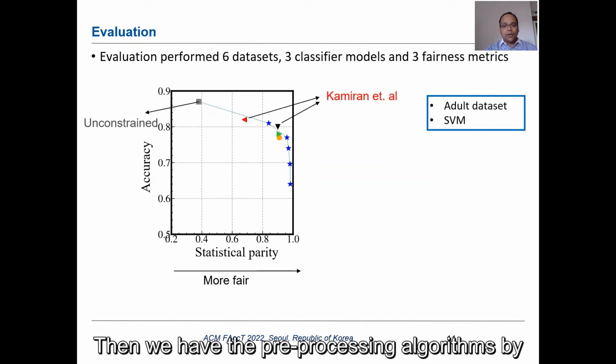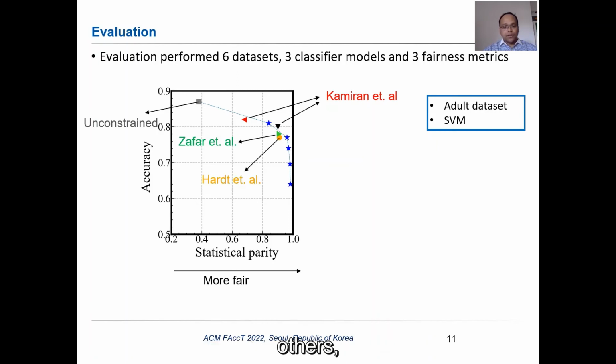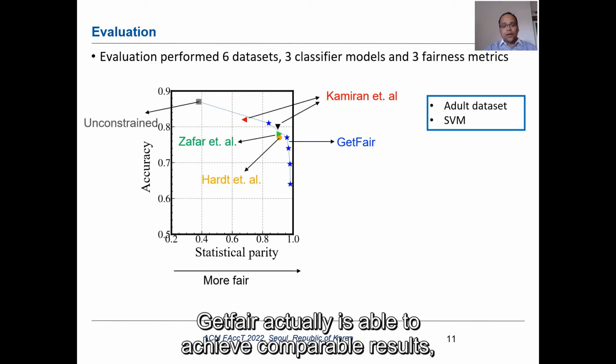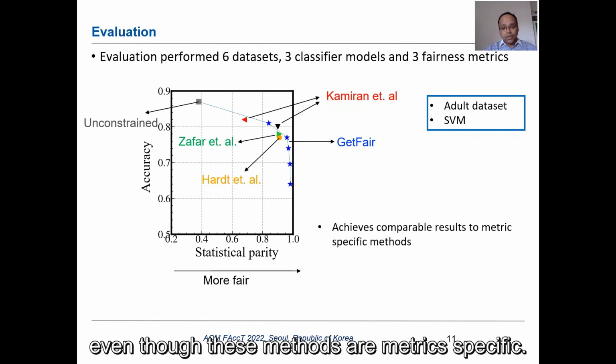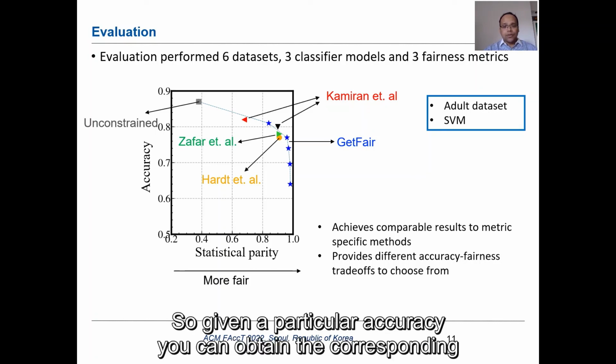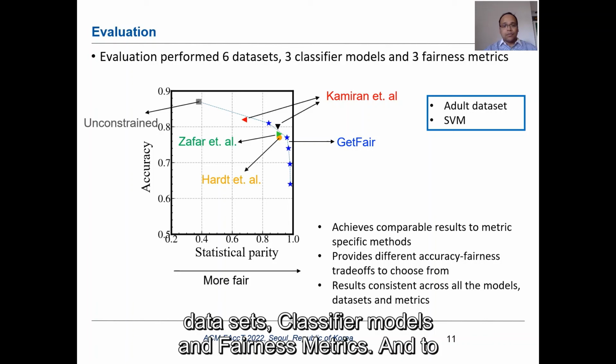Then we have the pre-processing algorithms by Kamiran and others, one in-processing algorithm by Zafar and others, and one post-processing algorithm by Hardt and others. GetFair is actually able to achieve comparable results even though these methods are metric specific. It provides different accuracy fairness trade-offs. So given a particular accuracy threshold, you can obtain the corresponding fairness result. The results are actually quite consistent across all these datasets, classifier models, and fairness metrics.